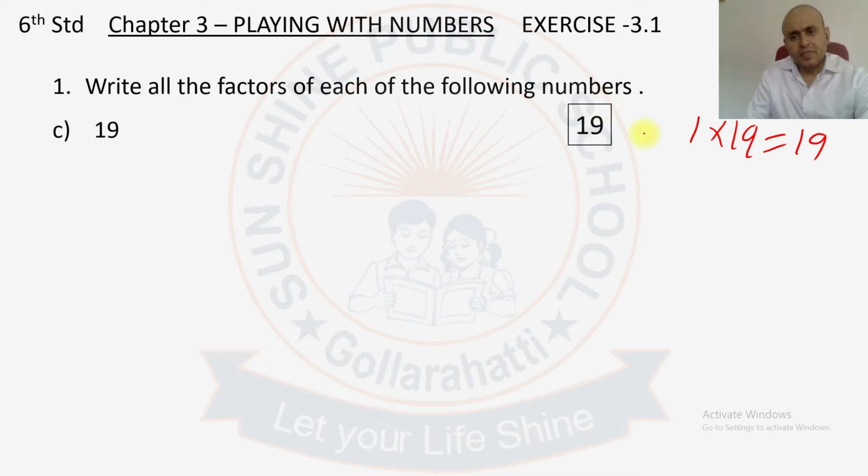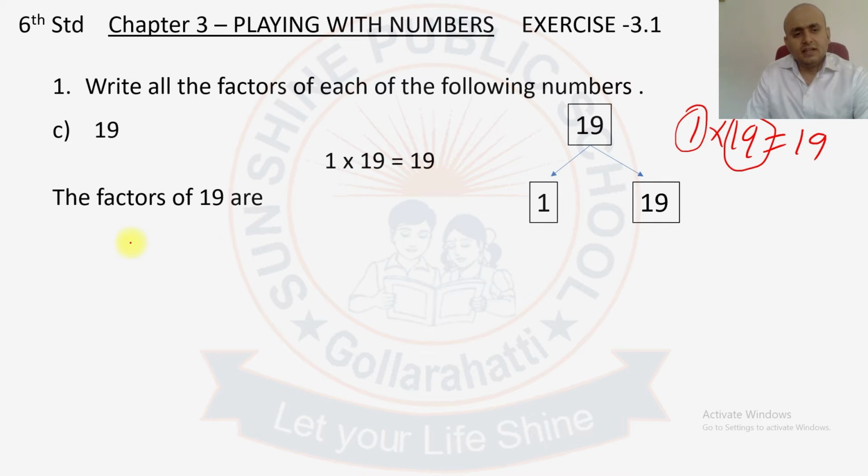So what is a prime factor? When we divide the number, it is divisible only by 1 and itself. If it is divisible only by 1 and the same number, we call it a prime factor. It is not divisible by any other number. 19 will not be divisible by any number except 1 and itself. So that is called prime. So 19 is a prime number. Therefore 1 × 19 is 19, and the factors of 19 are 1 and 19. Only two factors. Okay, let us see the next question.